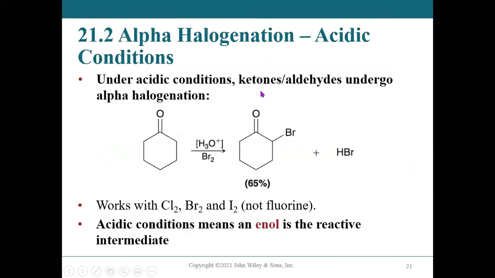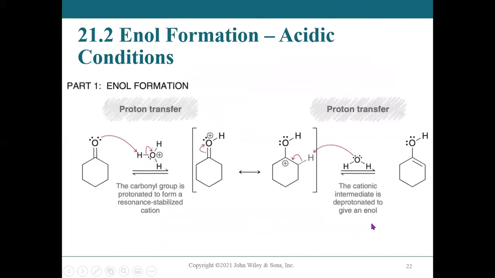Under acidic conditions, ketones and aldehydes undergo alpha halogenation. So here is the overall reaction with acidic condition Br2. Use Br2, then we can see the halogenation on the alpha carbon. It works for Cl2, Br2, and I2, not fluorine. The acidic condition means an enol is the reactive intermediate, and here is the mechanism.